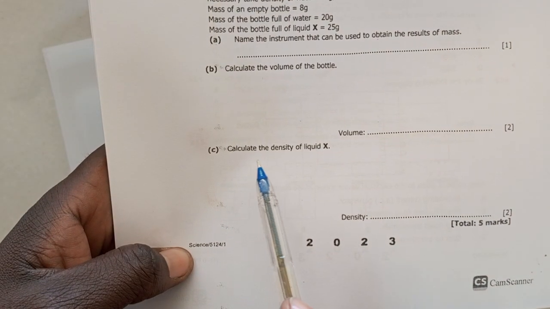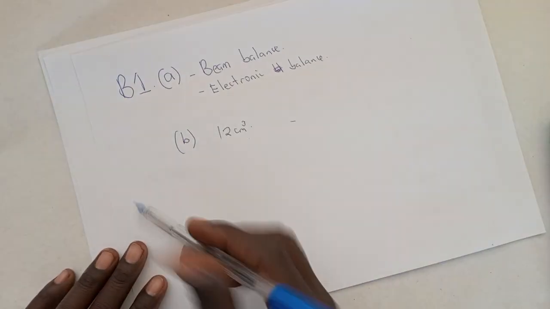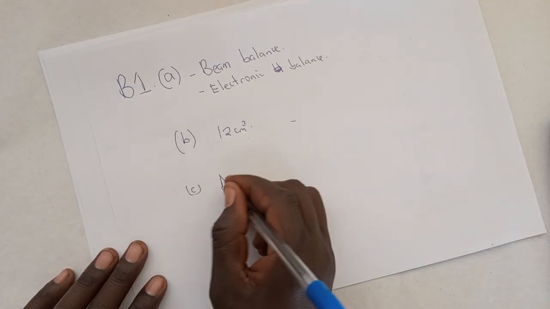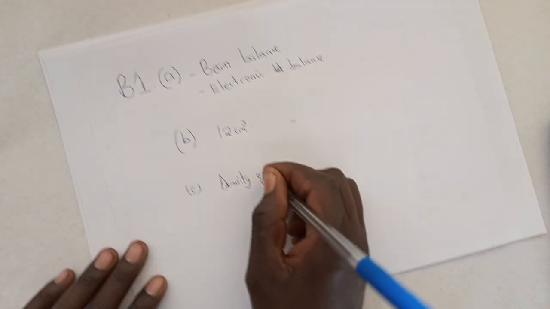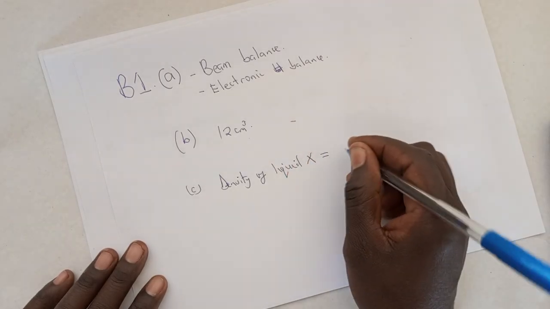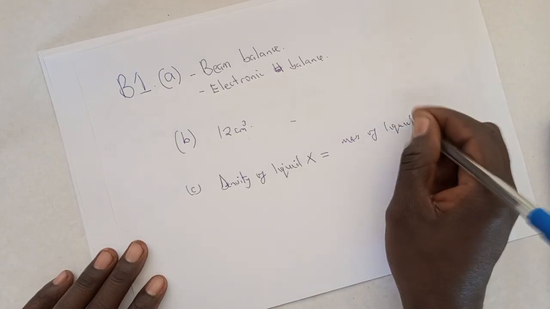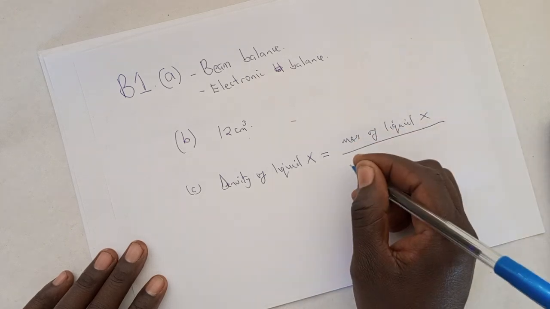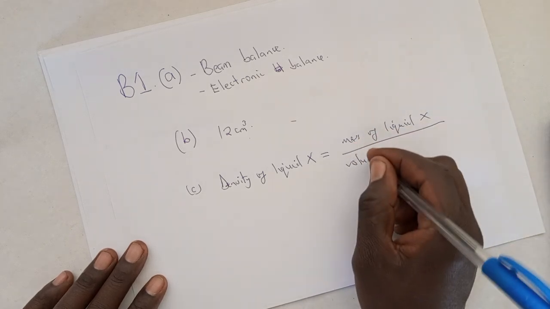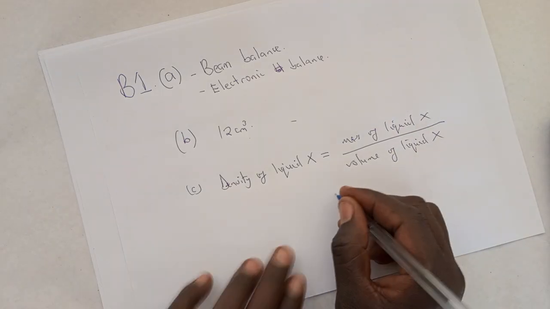Then the question continues to say, calculate the density of liquid X. Well, what you need to know is that the density of liquid X must be equal to the mass of liquid X divided by the volume of liquid X. So what is the mass of liquid X?